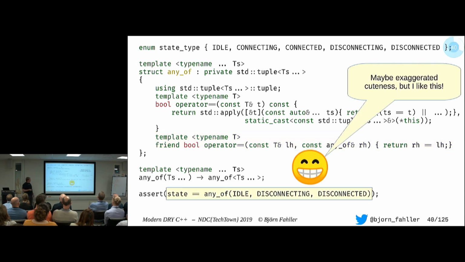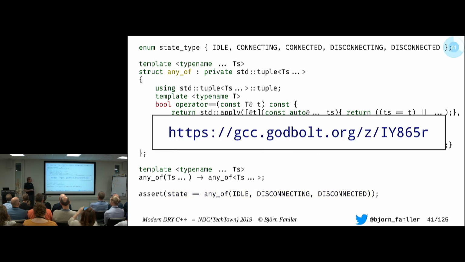And then I can write like this. A certain state is any of idle, disconnecting, and disconnecting, and I'm ridiculously happy about this code. It's exaggerated cuteness, but it just sparkles joy, I think. So I felt really happy when I discovered that I could write this. So let's have a look. Is this good or bad? Any guess? Let's have a look.